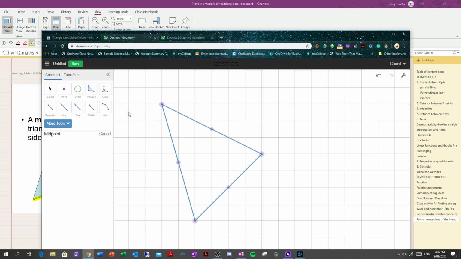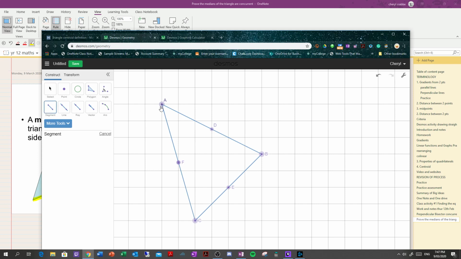So let's label this. I think I can label it. Yeah, I can label it A, B, C. Okay, so the midpoint of AB is this point here. I'll call that D. The midpoint of BC is E, and the midpoint of AC is F. The nice thing about Desmos is it does that for us, but you're going to have to find those midpoints using the midpoint formula and so on, but we found them.